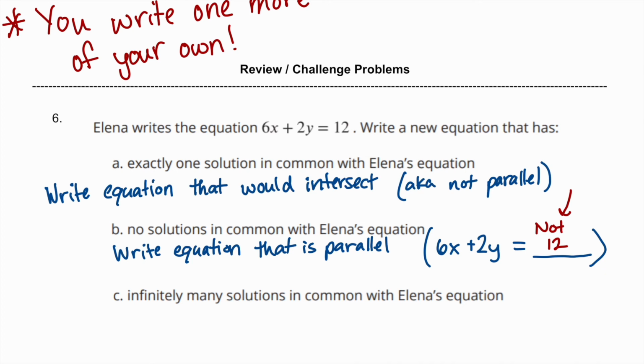And the last part, which is C, to have infinitely many solutions in common, we need to have something that is exactly the same. So you could write 6x plus 2y equals 12, but that's not technically a new equation. So what we can do is multiply a number by each of those pieces, 6, 2, and 12.